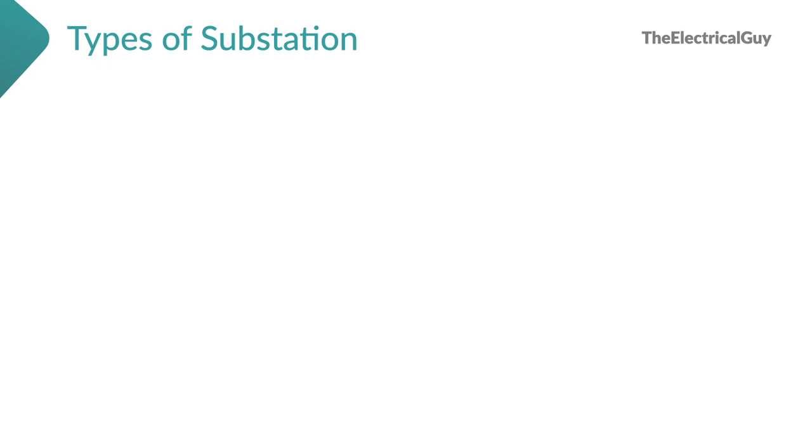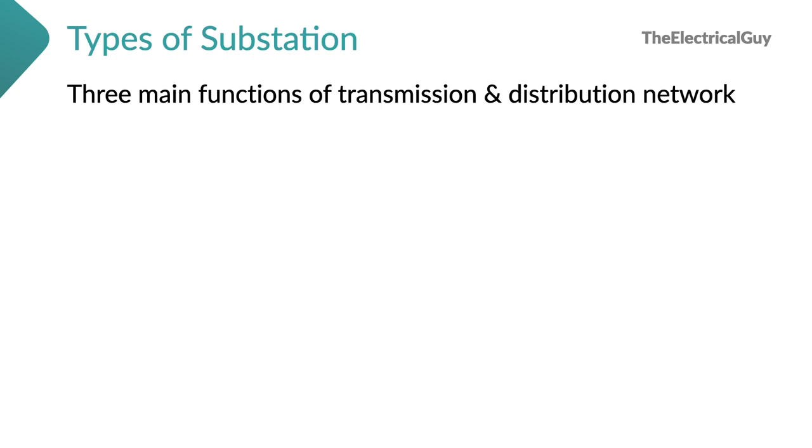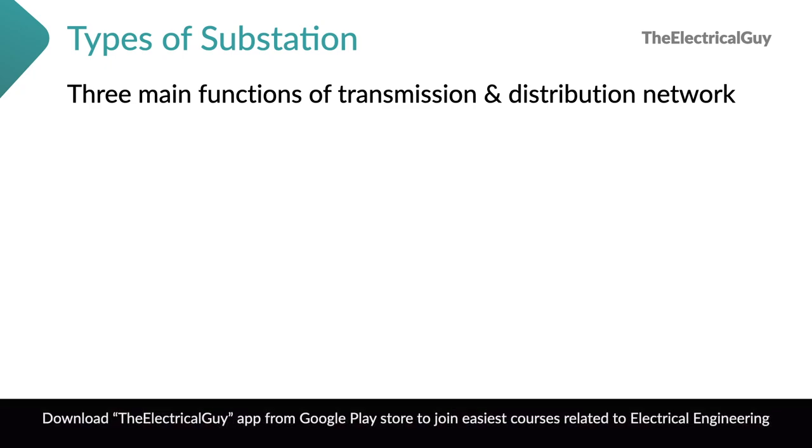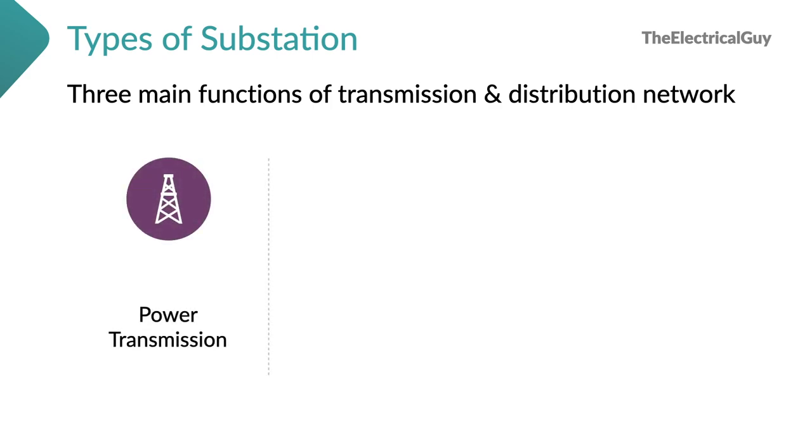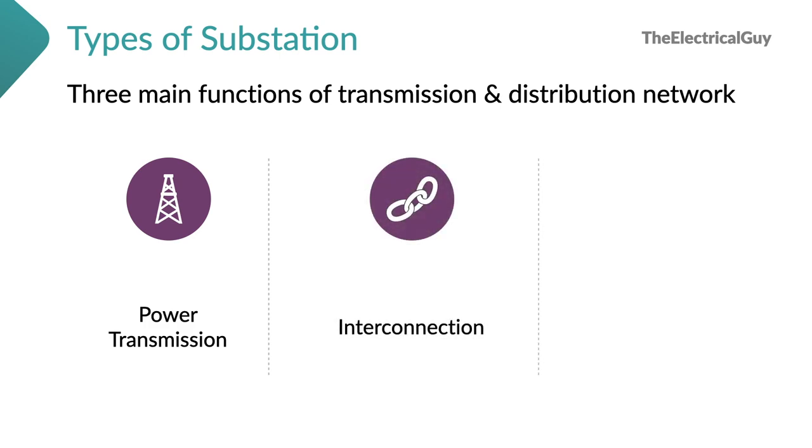But before understanding the types of substation, it is important that you understand the three main functions of transmission and distribution network, because to fulfill these three main functions, we need to have different types of substation. So first we will understand the three main purposes of transmission and distribution network. The first one is of course power transmission: the transmission of electrical power from generating station to different load centers, that is the main function. The second one is the interconnecting function, which improves security of supply and allows a reduction in generation costs.